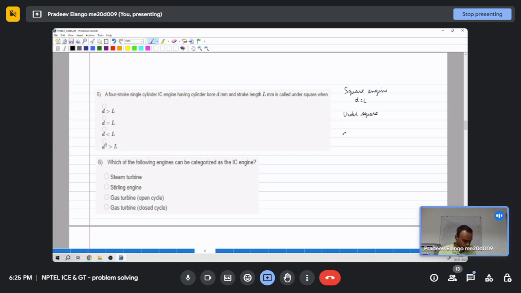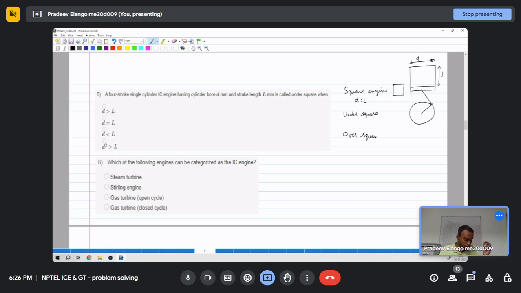You have underscore and you have overscore. So for underscore, the combustion chamber is like this. This is D, so this is L, and this is D. So for a square engine, it is perfectly square. D and L are same.